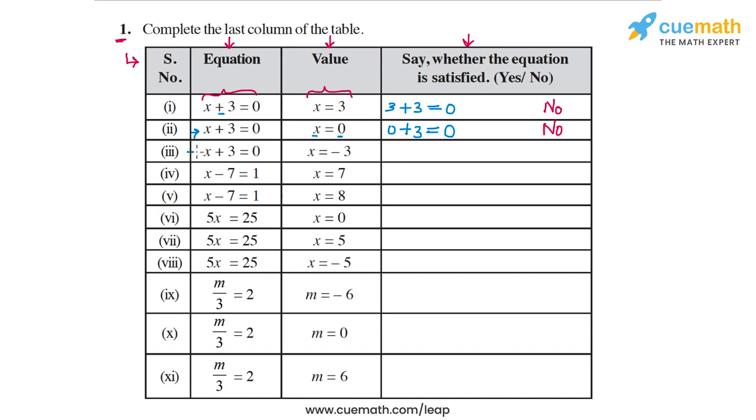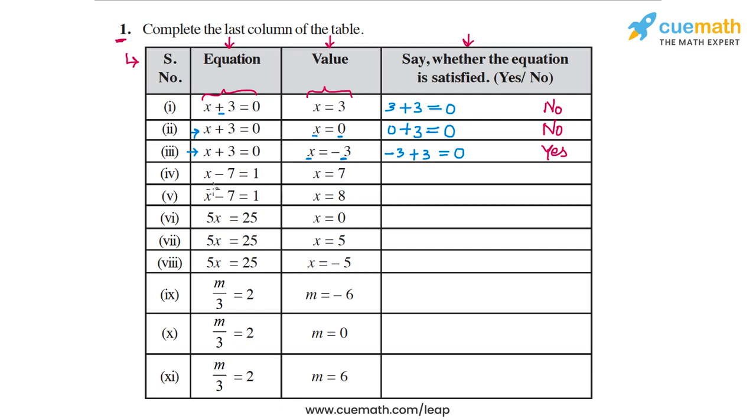In the third part, the equation is again x plus 3 equal to 0 and the variable's value is x equal to minus 3. So if we substitute x equal to minus 3, we get minus 3 plus 3 on the left hand side, and on the right hand side we have 0. Now this is true, minus 3 plus 3 is 0 and the RHS is also 0. So this equation is satisfied. So we write yes here.